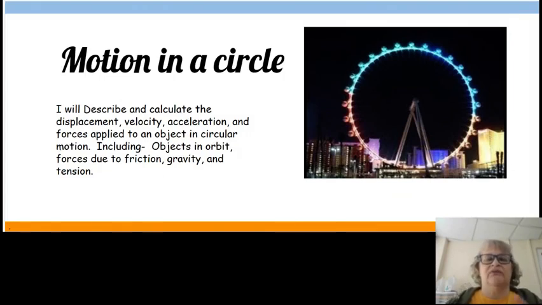Today we're going to talk about motion in a circle using descriptions that we've already used. So we're going to use linear language. Our learning target is: I will describe and calculate the displacement, velocity, acceleration, and forces applied to an object in circular motion, including objects in orbit, forces due to friction, gravity, and tension.